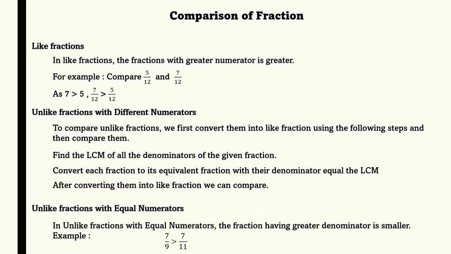Now, unlike fractions with equal numerators. In unlike fractions with equal numerators, the fraction having the greater denominator is smaller. Example, 7 by 9 is greater than 7 by 11.